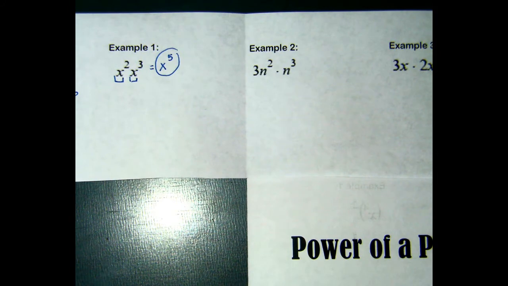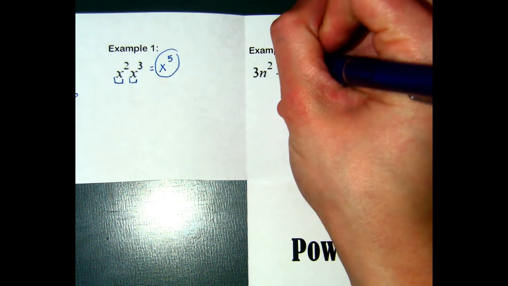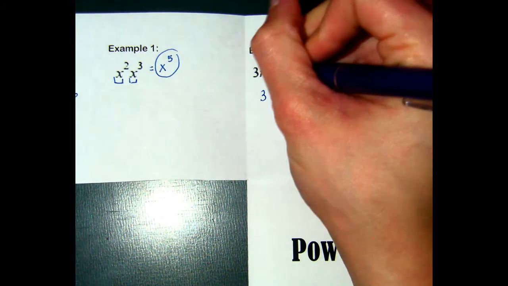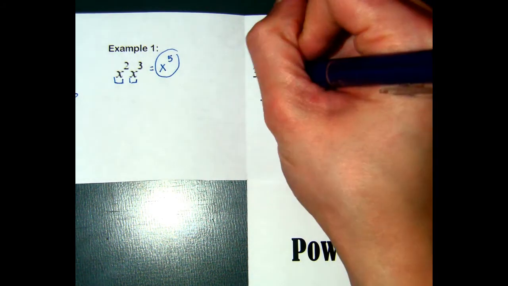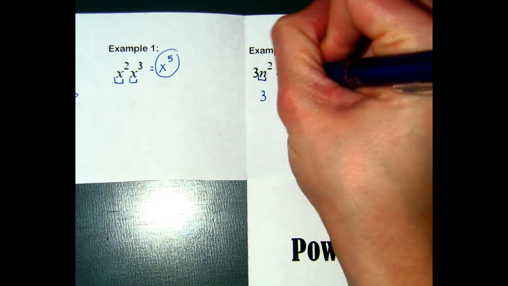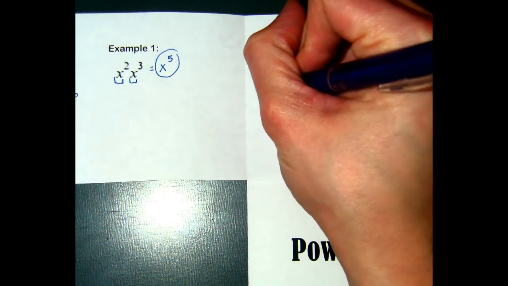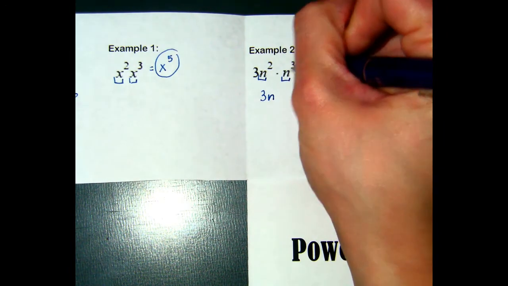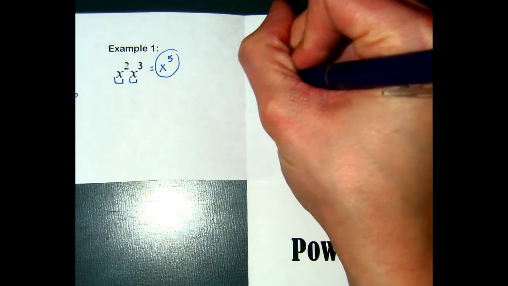Example 2. The first thing I'm actually going to do for all of these is multiply the numbers, the coefficients in front. I have a 3, and I technically have a 1 over here when I don't have anything. So I'm going to bring that down as a 3. 3 times 1 is 3. Then I'm going to look at my bases. My bases are the same, so I'm going to bring my base down, and I'm going to add my exponents. 2 plus 3 is 5. So 3 to the 5th power.